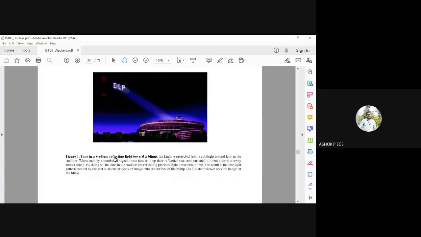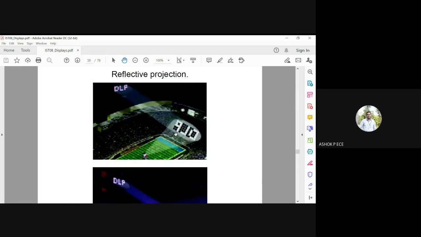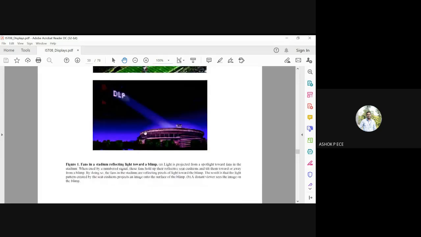You can see fans in a stadium reflecting lights towards the blimp. The light is projected from a spotlight towards fans in the stadium. When cued by a numbered signal, these fans hold up reflective seat cushions and tilt them toward or away from a blimp. So in this particular section of the stadium, people are holding these reflective plates. When the light is projected onto that area, that light will be reflected and formed at a distant position as whatever pattern they are holding.